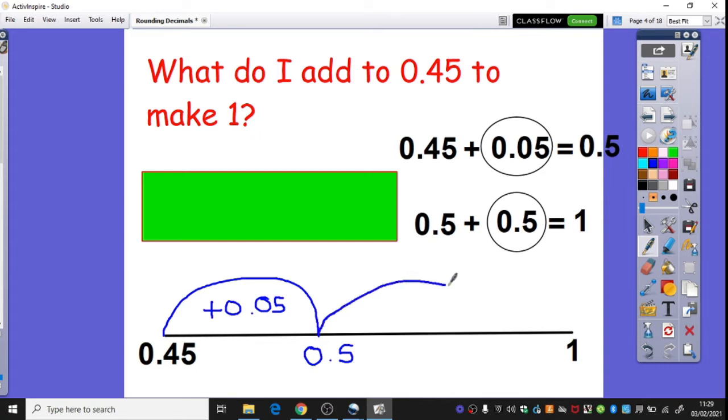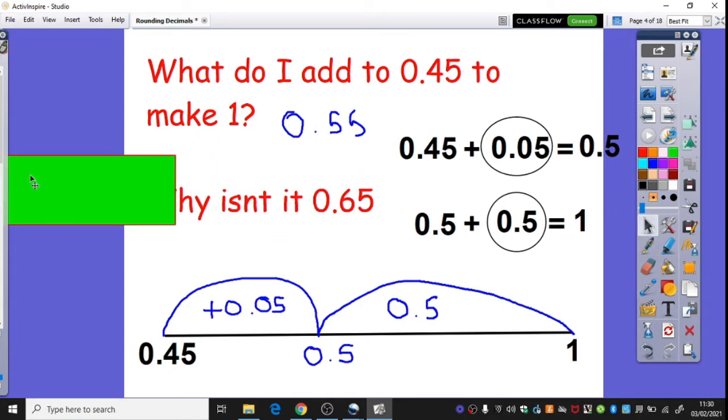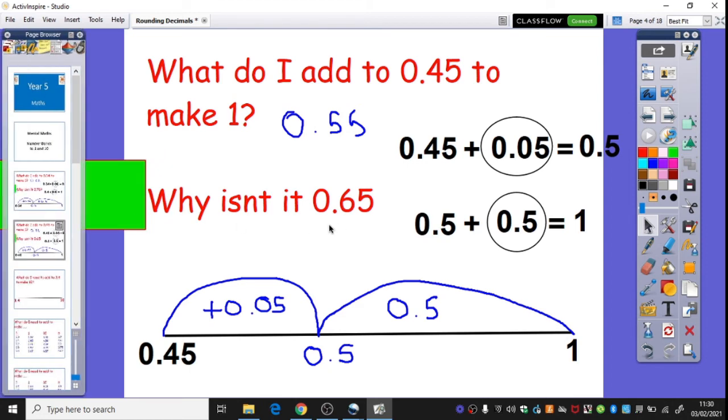And if I'm on 0.5, I need to add, which is obviously 5 tenths, another 0.5 in order to get to the whole. So 0.05 and 0.5 all together, it means I need 0.55. And again, just a reminder, it obviously then wouldn't be 0.65 because that would give us 1.1.